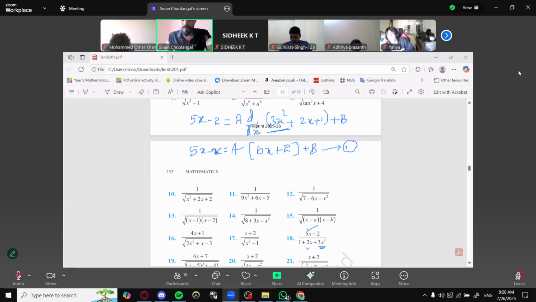Okay. Next process: finding A and B. We can find A and B by equating coefficients. The highest power is x to the power 1. So now you have to write: equate the coefficient of x on both sides. We implemented this in partial fractions also. Coefficient of x: the left hand side is 5, the right hand side is 6A after taking A inside. So A is equal to 5 by 6. A value found.